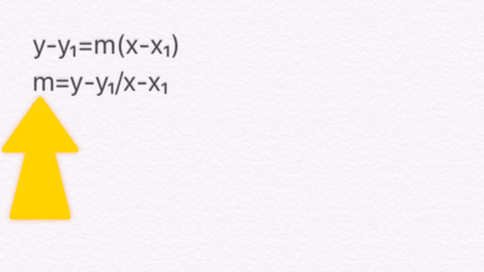A straight line graph can also be written in the form y minus y1 equals m times x minus x1. This actually comes from the formula of the gradient, in which m was made the subject. Examples for this can actually get quite complicated.